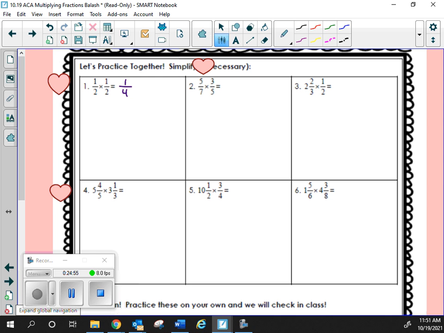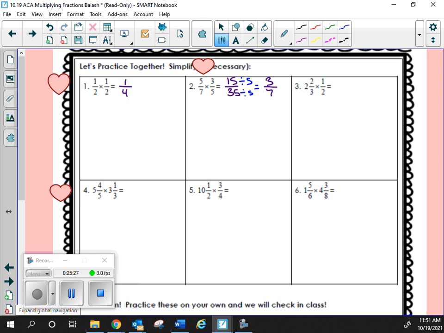Okay, number 2. There's actually 2 ways that I can do number 2. Let's do it the way that we talked about it first. 5 times 3 is 15 over 7 times 5, which is 35. Can I simplify this one? Yes, because we talked about divisibility. What number are both of those divisible by? 5. Very good. I'm going to divide by 5 and divide by 5. That is the same thing as 15 divided by 5 is 3 over 35 divided by 5, which is 7.